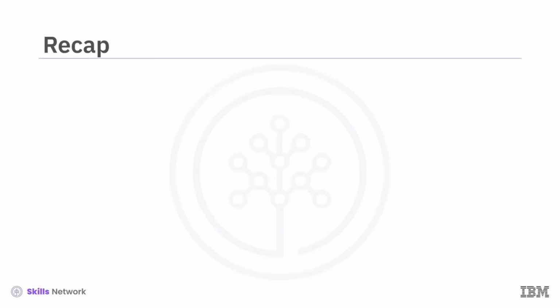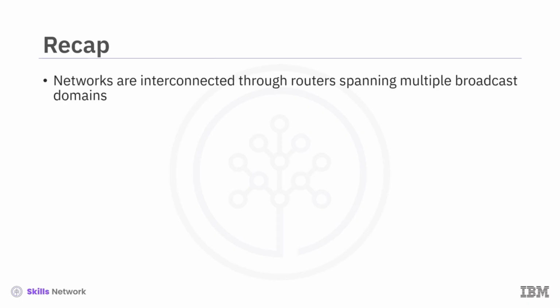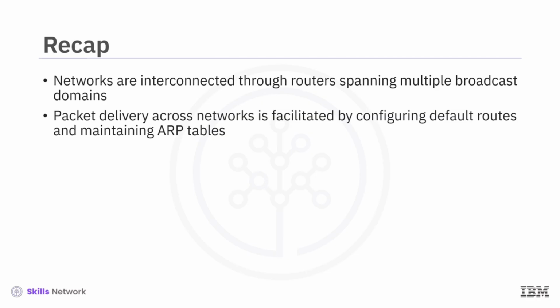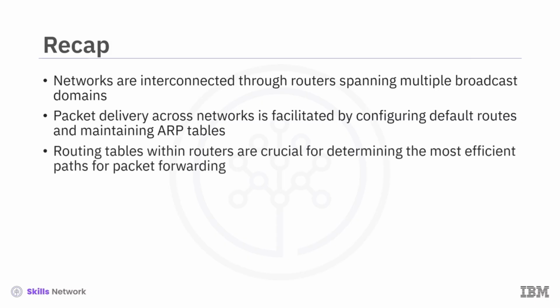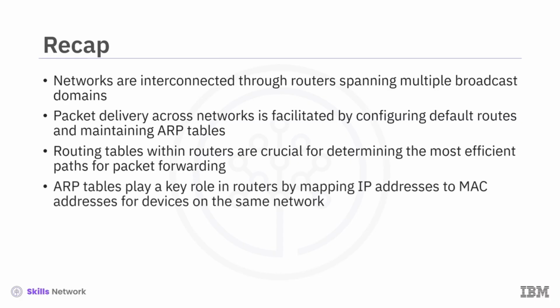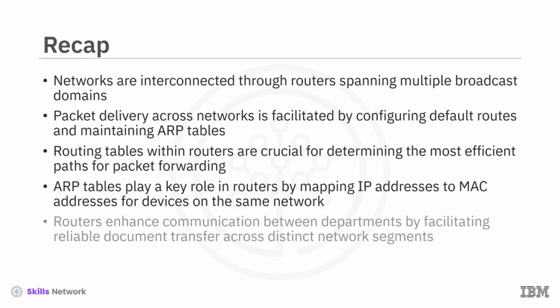In this video, you learn that networks are interconnected through routers spanning multiple broadcast domains. Packet delivery across networks is facilitated by configuring default routes and maintaining ARP tables. Routing tables within routers are crucial for determining the most efficient paths for packet forwarding. ARP tables play a key role in routers by mapping IP addresses to MAC addresses for devices on the same network. Routers enhance communication between departments by facilitating reliable document transfer across distinct network segments.